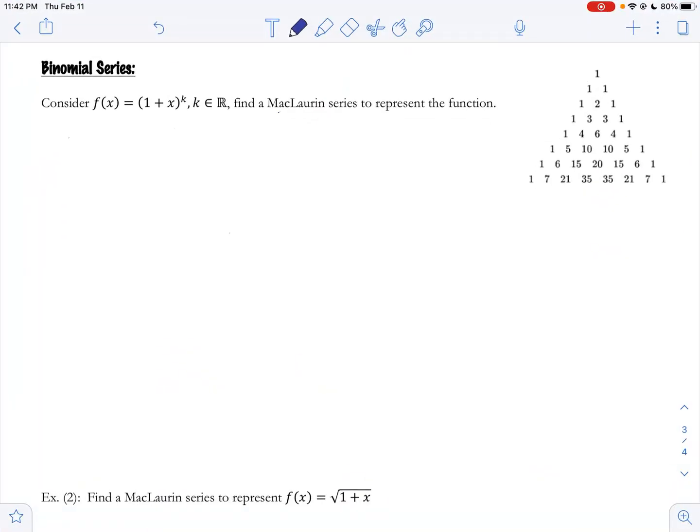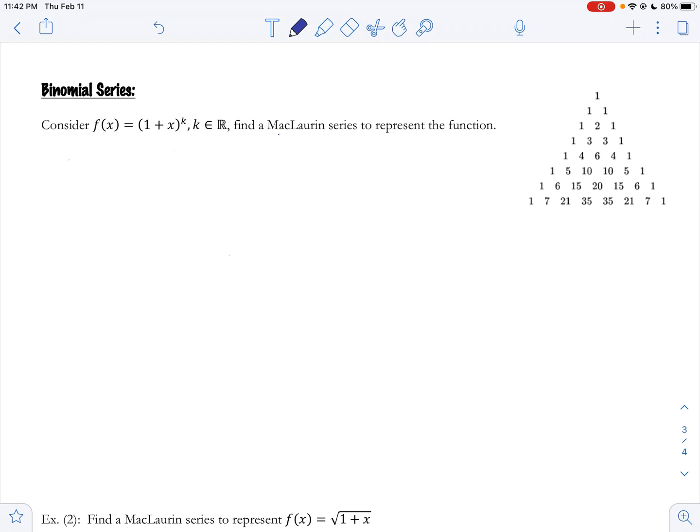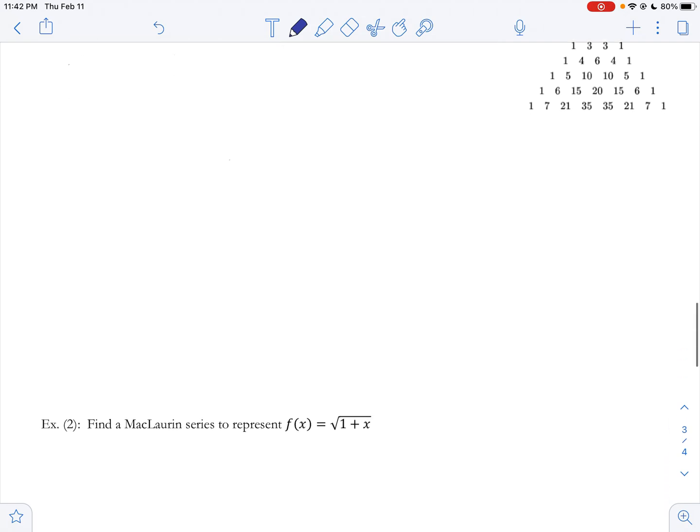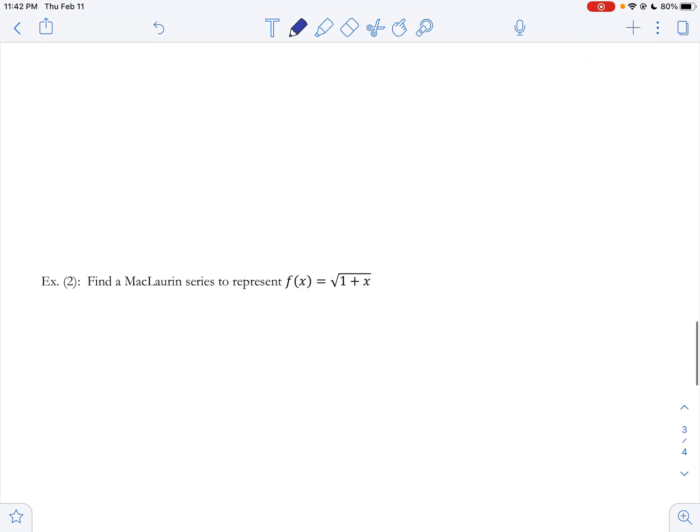Okay, so upon request, I was going to go over the binomial series one more time. The one thing that I do want to make clear, though, is that this is not something that you need to know how to generate. You just need to know how to do problems using it.